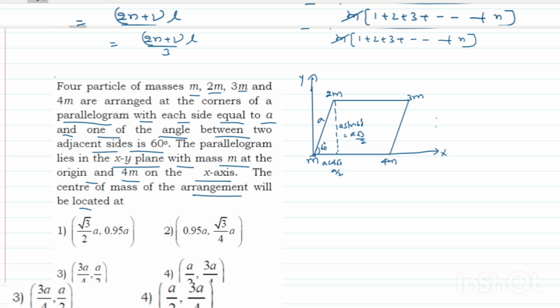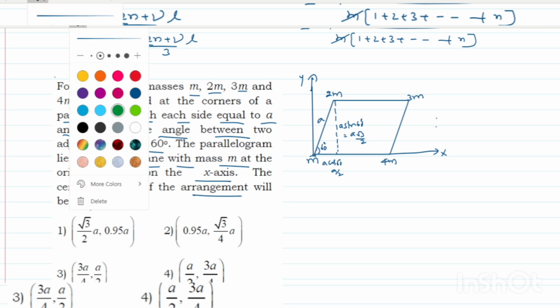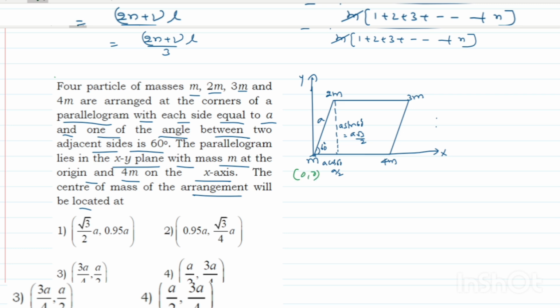So here this mass will be located at, here you can take with the different colors, this is 0 comma 0, and here to here the distance we are calculated as a by 2. So here you can take, right, here it is 60 degrees, in the sense, this is making an angle 60 degrees, and this is the total distance. Here to here it will be a, each side is given as a, and this a value will be a cos 60, it's nothing but a by 2.